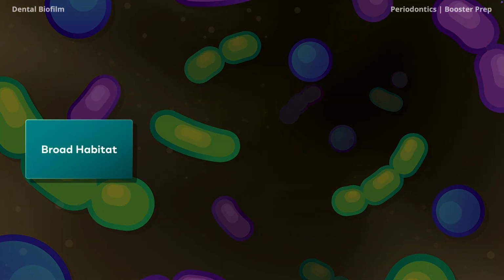The first is by supporting a broad habitat. So biofilms support many types of bacteria, both aerobic and anaerobic, depending on where it forms in the mouth, specifically in the sulcus. We'll learn about that in the next few slides.